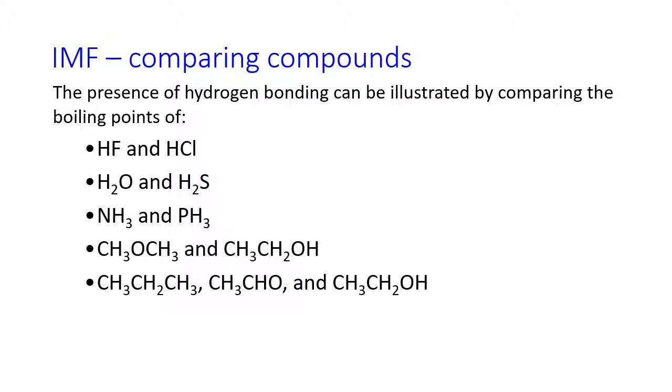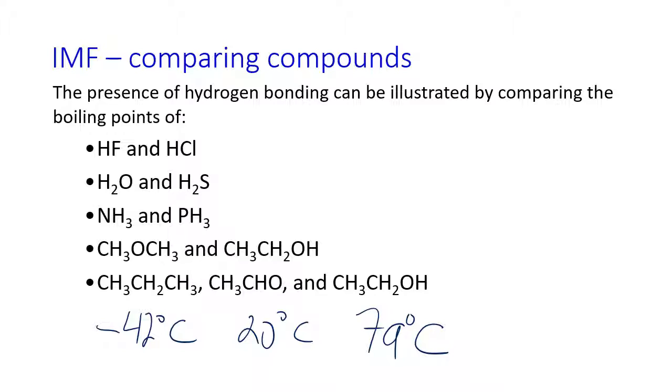And finally, looking at these three different examples, we have propane, which has only London dispersion forces because it's non-polar covalent. We have propanone, which has dipole-dipole interactions, and we have the hydrogen bonding of ethanol. Propane has a boiling point of minus 42 degrees Celsius, propanone has a boiling point of 56 degrees Celsius, and as we've just seen, ethanol has a boiling point of 79 degrees Celsius. So you can clearly see the massive difference that intermolecular forces have on the boiling points of different species.